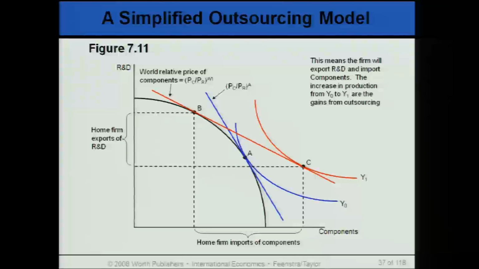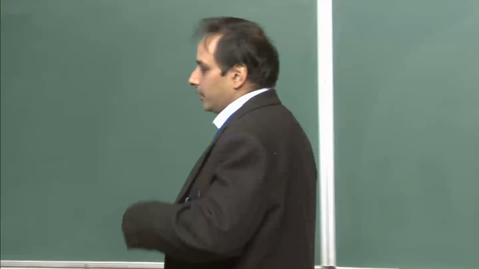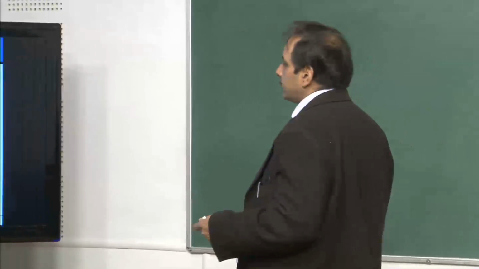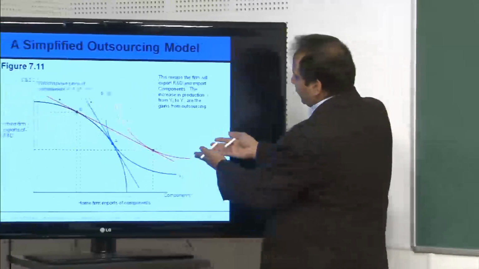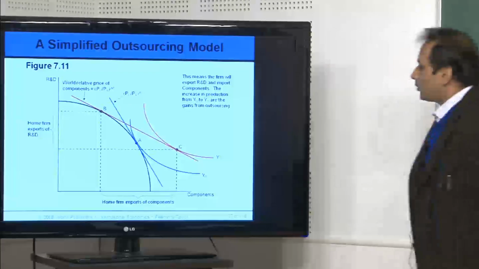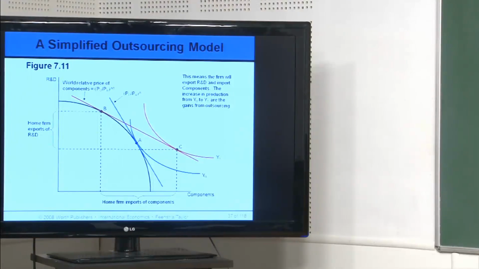So the gains, because when you efficiently start producing, you start producing more of the good in which you have a comparative advantage. Similar for foreigners, they are unskilled labor intensive, so they can produce components efficiently, they produce it, they sell it at a lower price. So both countries gain, and finally you will see that the increase in production from Y0 to Y1 are the gains from outsourcing.